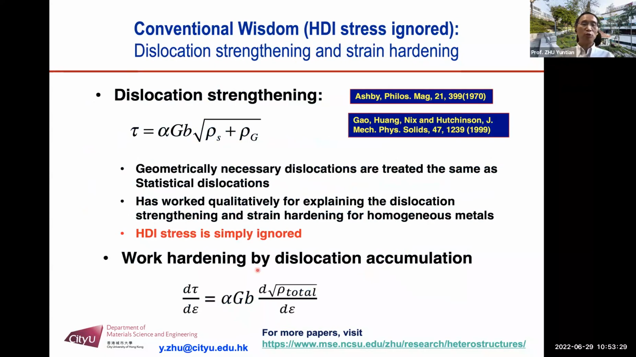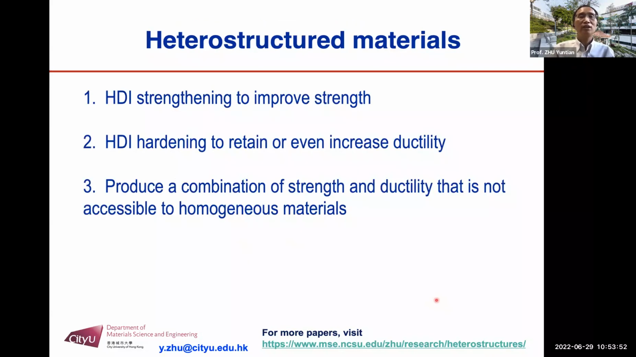Oh, by the way, the work hardening here is not caused by total dislocation density. It's caused by dislocation density increase. Which means if you have very high total dislocation density in the beginning, and later you do not decrease it at all, then this does not change. The work hardening will be 0. Okay.